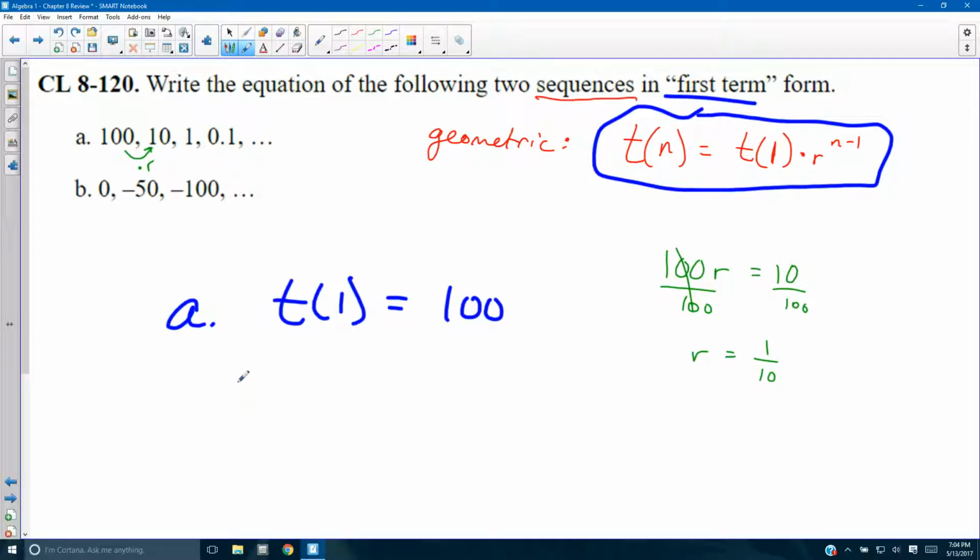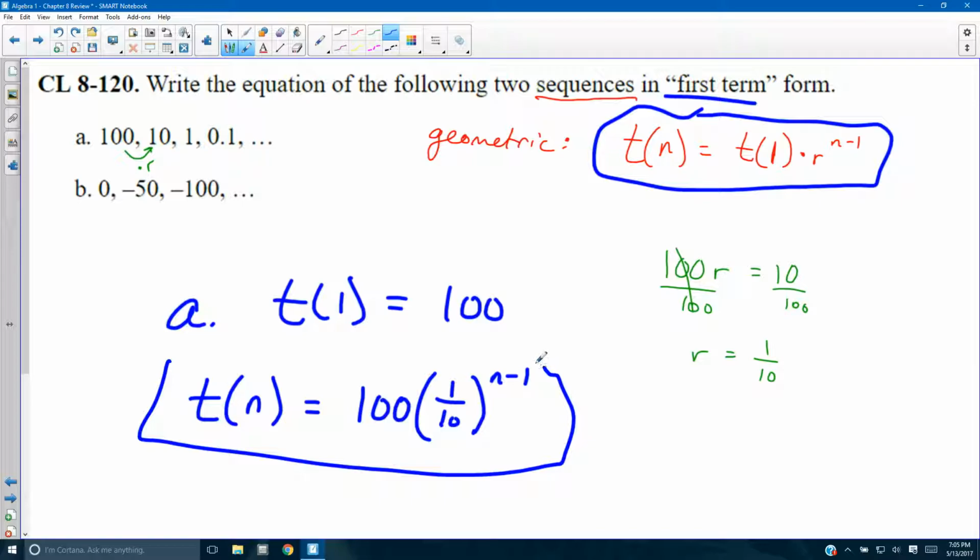So what's my equation? Well, it's t of n. To find the value of any term number n, I'm going to start with my first term, 100. I'm going to multiply by this common ratio of 1/10. And I'm going to do this exactly one time less than the term number that I'm looking for. That is the answer to A.